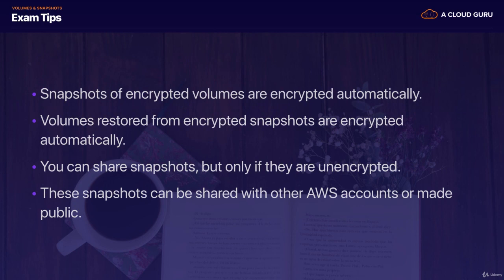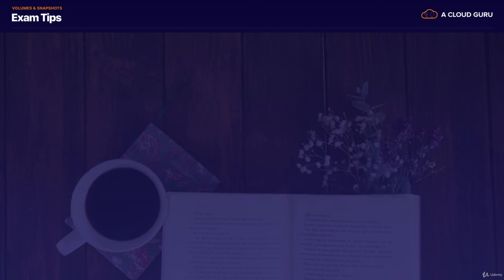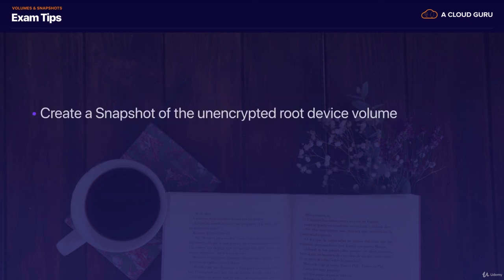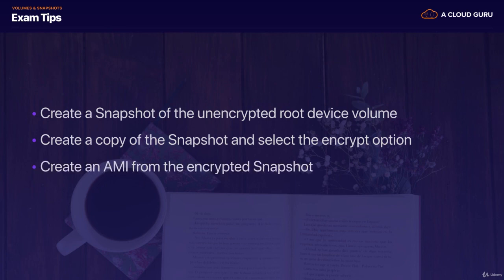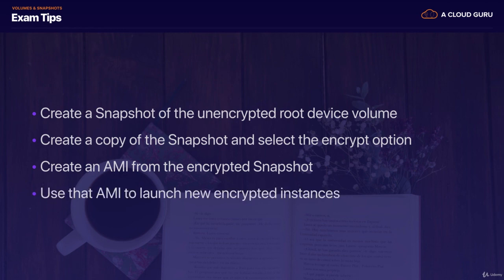And then finally, the most important thing is remembering the steps involved to encrypt the root device volume. So what we did was we created a snapshot of the unencrypted root device volume. We then created a copy of the snapshot, and we selected the encrypt option. And then we created an AMI from the encrypted snapshot, and we used that AMI to launch a new encrypted instance. And after that, the root device volume was always encrypted.